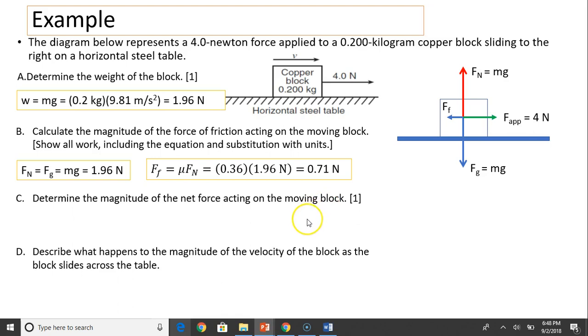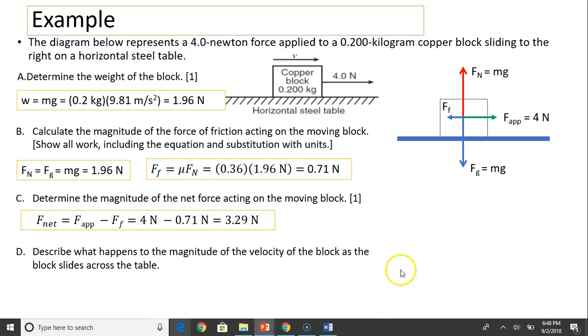There are two ways to figure out the net force. One way is net force equals ma. So if you know the acceleration, you can use that equation, but we don't know acceleration. The other equation is net force equals the sum of the forces. That means it equals applied force plus negative friction. Why is it negative? Because it's going to the left. So it's 4 minus 0.71, you have 3.29 newtons. Net force is to the right.